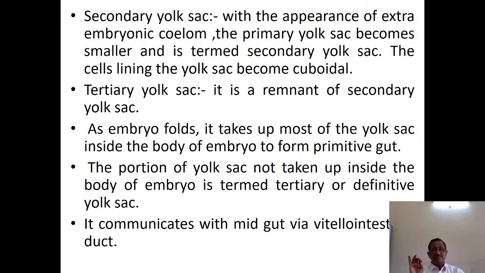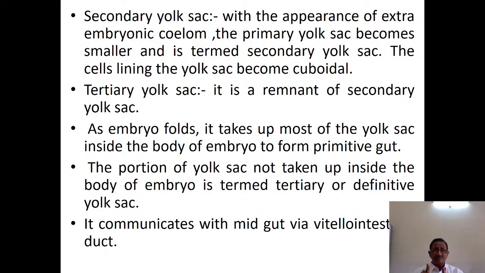Tertiary yolk sac is the remnant of the secondary yolk sac. That means as the folding of the embryo occurs, a part of the yolk sac goes into the folds, forming the gut of the fetus. So after the part that has gone in between the folds of the embryo is absorbed into the embryo, the part that is left over, we are calling the tertiary yolk sac.